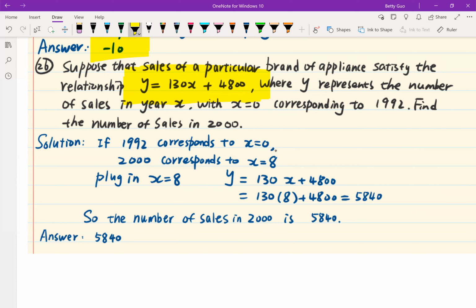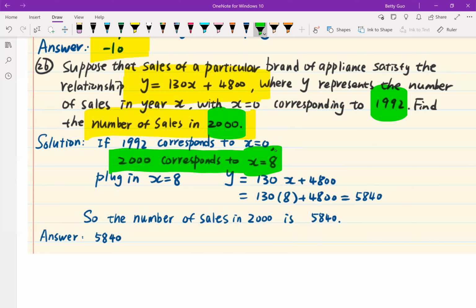Find the number of sales in 2000. Let's think about how many years after 1992 is 2000. 8 years, right? After 1 year, 1993. After 2 years, 1994. After 8 years is 2000. So as x equals 8, the year is 2000.